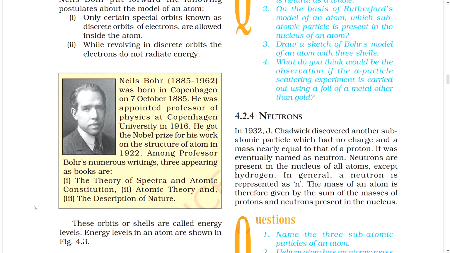Niels Bohr, 1885 to 1962, was born in Copenhagen on 7 October 1885. He was appointed professor of physics at Copenhagen University in 1916. He got the Nobel Prize for his work on the structure of atom in 1922. Among Professor Bohr's numerous writings, three appearing as books are: 1. The Theory of Spectra and Atomic Constitution. 2. Atomic Theory, and 3. The Description of Nature.